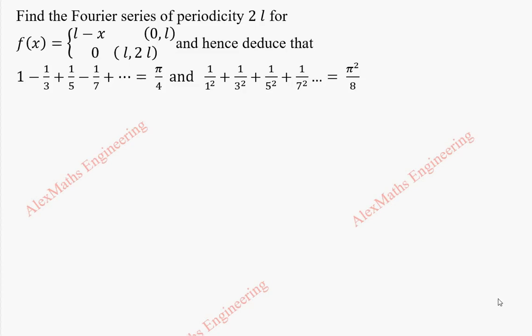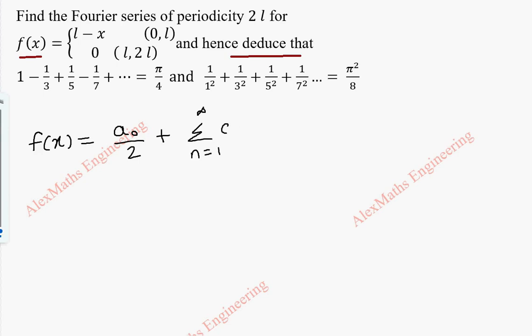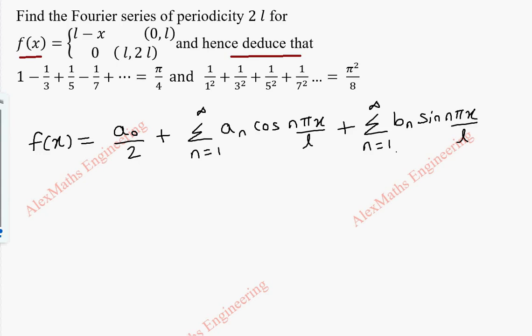In this video, we are going to find the Fourier series of periodicity 2L for the given function f of x, and we are also going to deduce the sum of the given series. In the first part, we are going to write the formula for the Fourier series, which is f of x equal to a0 by 2 plus sigma n equal to 1 to infinity an cos n pi x by L plus sigma n equal to 1 to infinity bn sin n pi x by L.